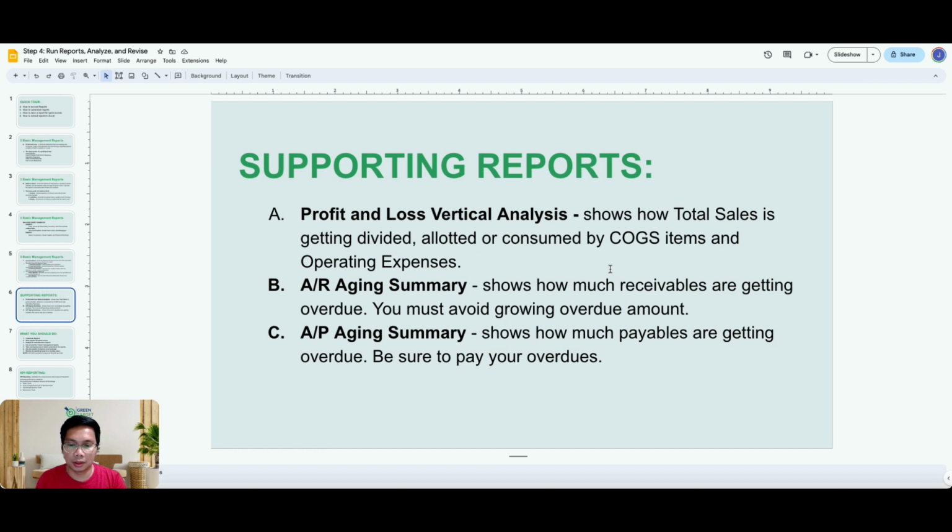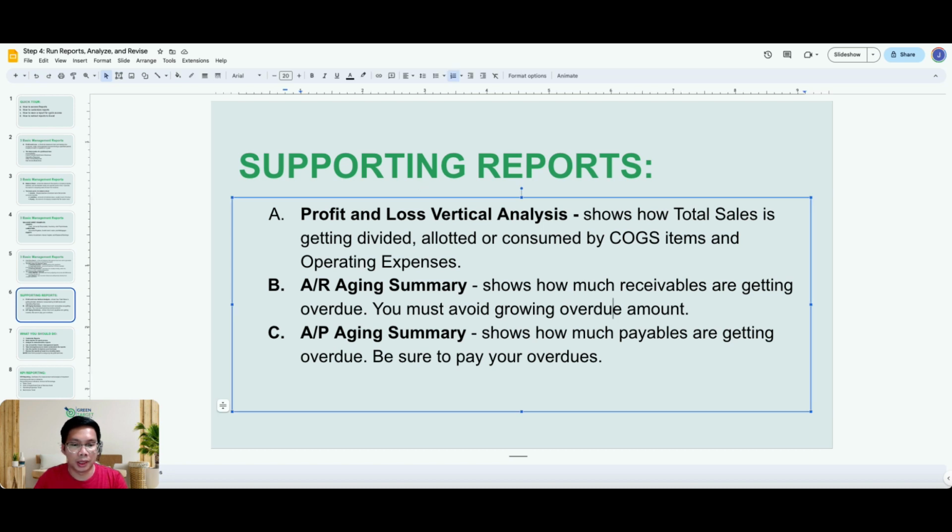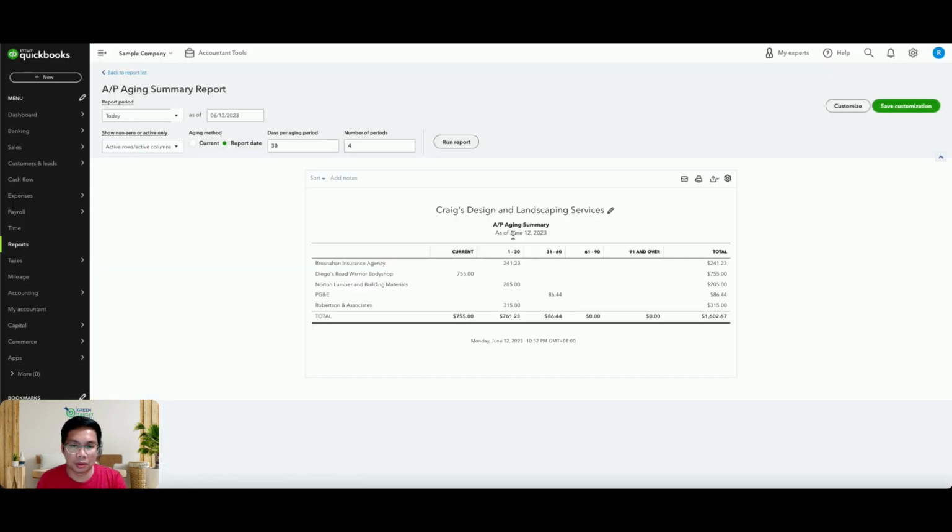AP aging summary shows how much payables are getting overdue. Be sure to pay your overdues. So in order to maintain a healthy relationship between your vendors and contractors and other people that your business pays, be sure to pay them on time. So let's go back to QuickBooks Online and run an AP aging summary. So here on the AP aging summary, it shows the current amounts for your vendors and the overdue amounts. Be sure to pay the overdue amounts to avoid problems with your vendors or contractors.